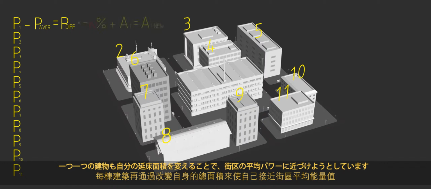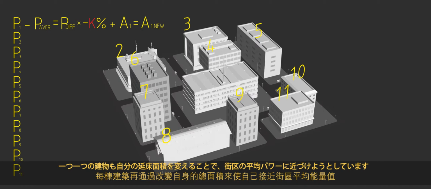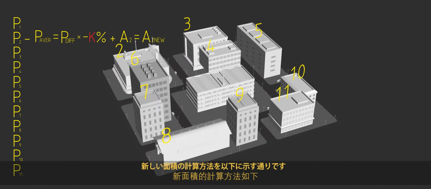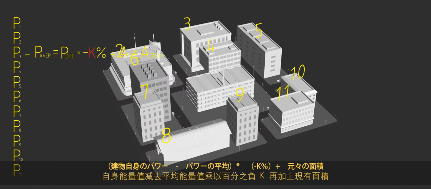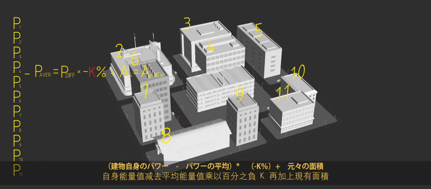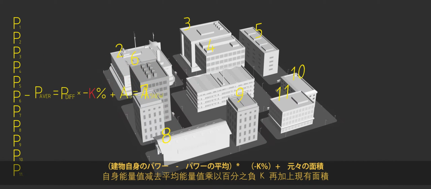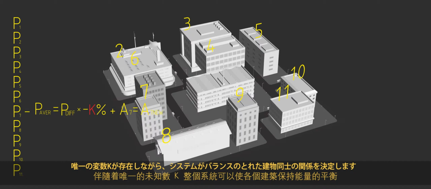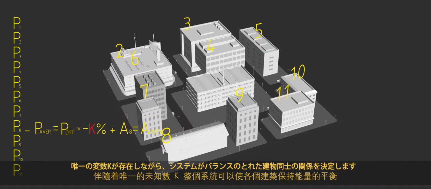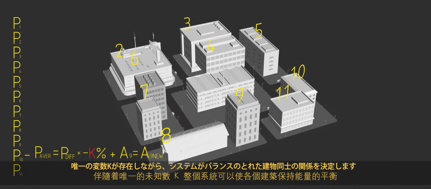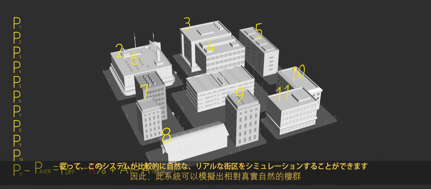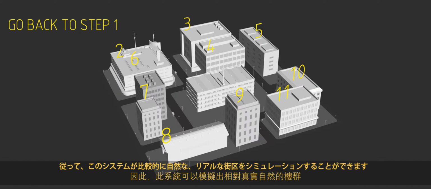To achieve the balance, each building needs to change its area in order to approach the average power. So the calculation of the new area is this way: I multiply the subtraction of the building's power and the average power by minus k% and add the former area. With the only unknown factor k, this system enables each building to share similar power step by step, so as to simulate the natural balance of buildings.